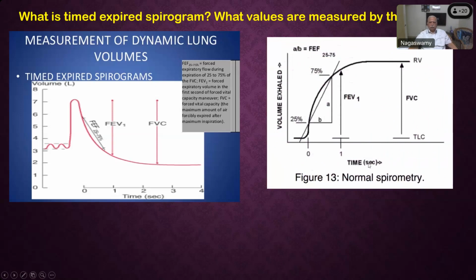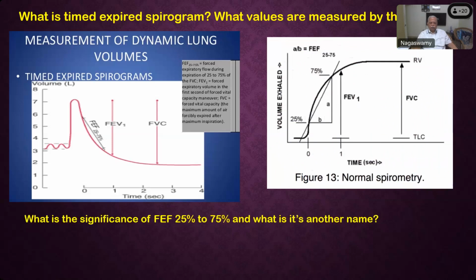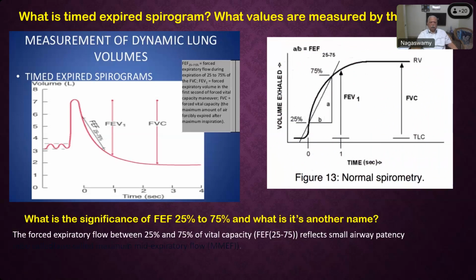So this is the normal spirometry, and this is how the 25 to 75% is calculated. In the first 1 second you find the initial flow, then the FEF 25 to 75. What is the significance and what is its other name? Earlier it was called... It reflects the small airway patency. So this is the importance of this 25 to 75.